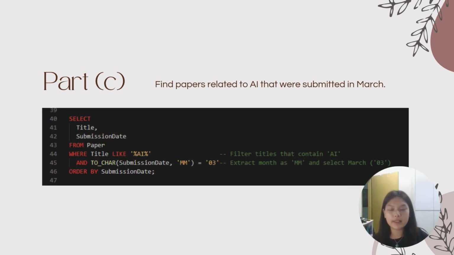The query filters the paper table with 2 predicates: title like AI, which ensures only papers whose titles contain the substring AI are included, and a date-to-month check that limits results to March. So in my current script, this is implemented with a to_char submission date equals 03, which converts the date to a 2-digit month string and compares it to 03. It is then followed by order by submission date, which presents the list chronologically within March.